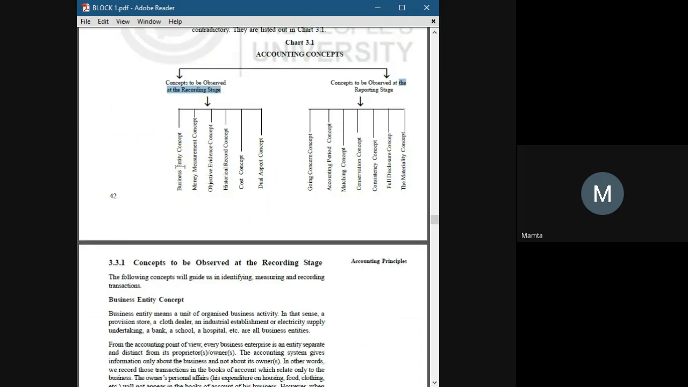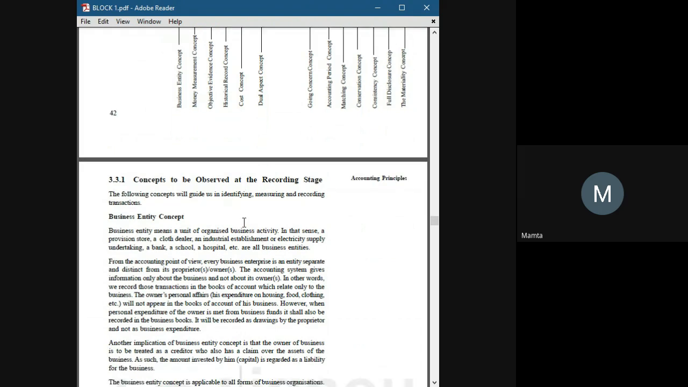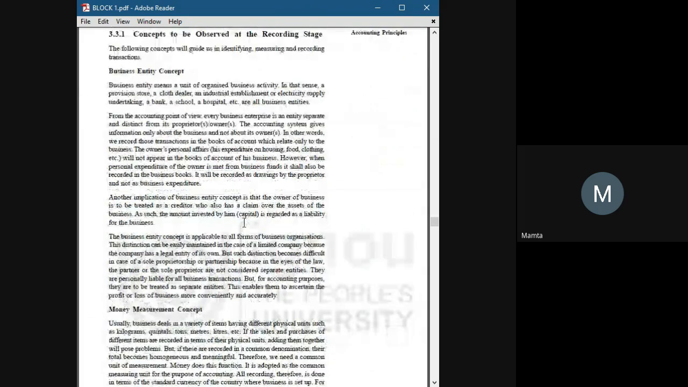Like business entity concept, monetary measurement concept, objective evidence concept, historical record concept. These all are the concepts of accounting principles. We will read about them one by one. They are as easy as they look. Okay.